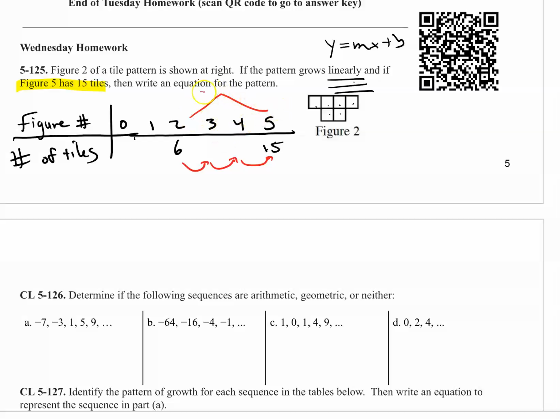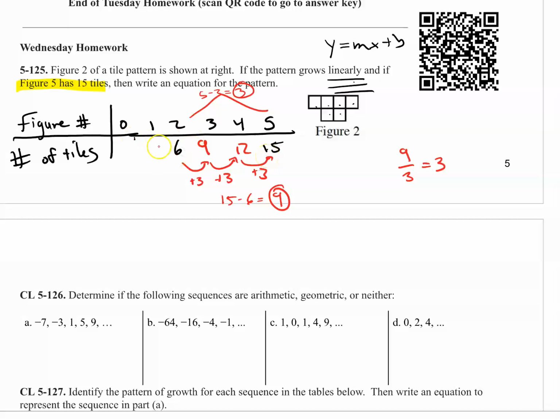5 minus 2 is 3. 15 minus 6 is 9. 9 divided by 3 is 3. So let's test out the number 3. 6 plus 3 is 9. 9 plus 3 is 12, and 12 plus 3 is 15. So we found our missing value.